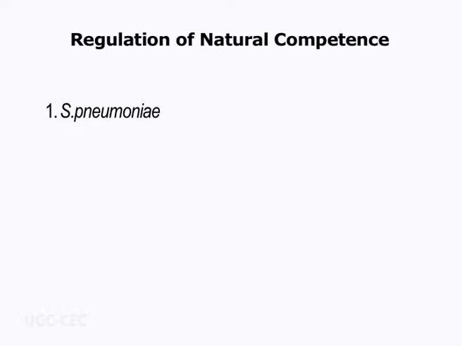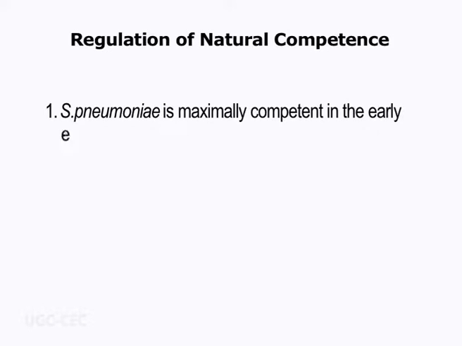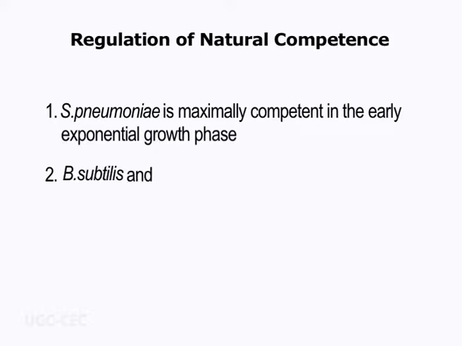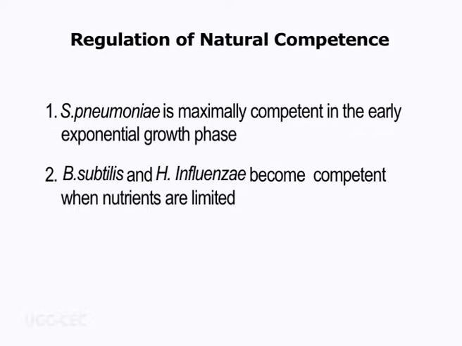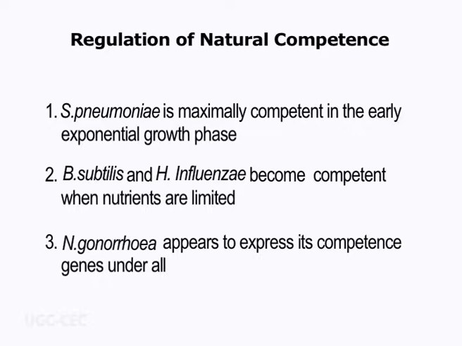Now we will start with regulation of natural competence. In case of S. pneumoniae, we have seen that they show maximum competence in the early exponential growth phase. On the other hand, Bacillus subtilis and Haemophilus influenzae become competent when nutrients are limiting. Whereas Neisseria gonorrhoeae expresses competence under all conditions. So clearly, different bacteria express their competence at different times.